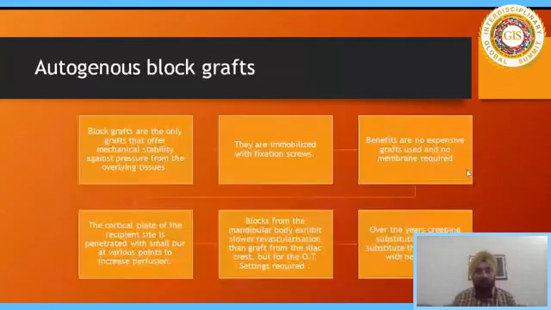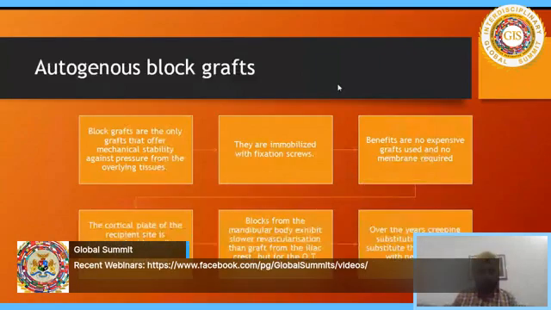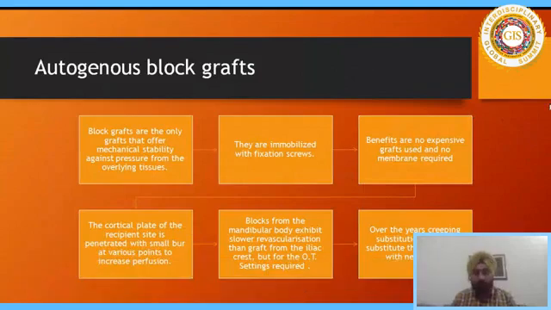Autogenous block graft. I'll just skim through these things because that presentation by Dr. Arun Garg is the gold standard, I think. Block grafts are the only grafts that offer mechanical stability against pressure on the overlying tissues. They are immobilized with fixation screws. The benefits of autogenous block grafts are that they are not expensive, no additional investment is required, and no membrane is required. So the only things involved are the patient and the implant.